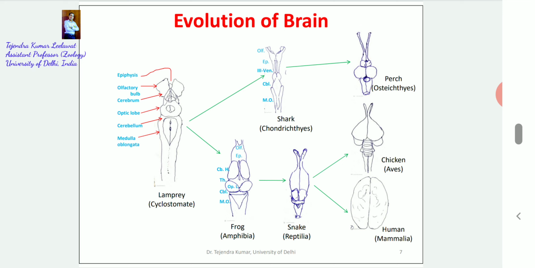So whenever the cerebrum portion is continuously enlarging, it means that our memory portion, our learning portion is increasing, and that's why we always say that humans are very intelligent. Okay, so its intelligence is based on the cerebrum.